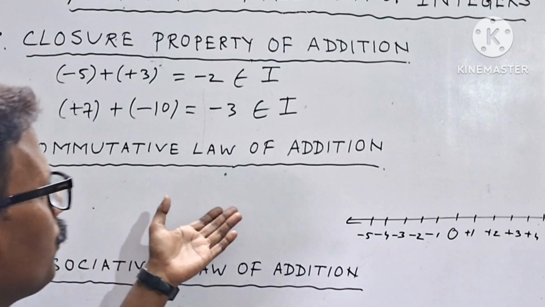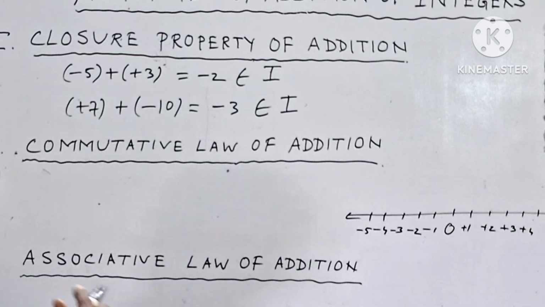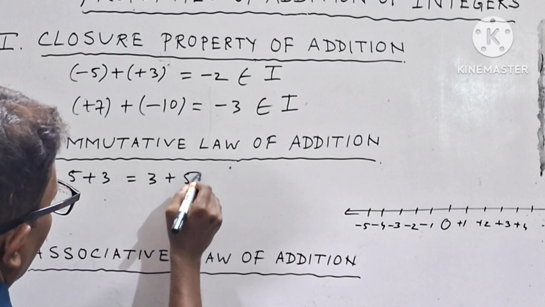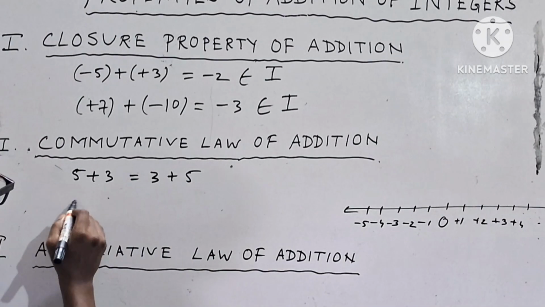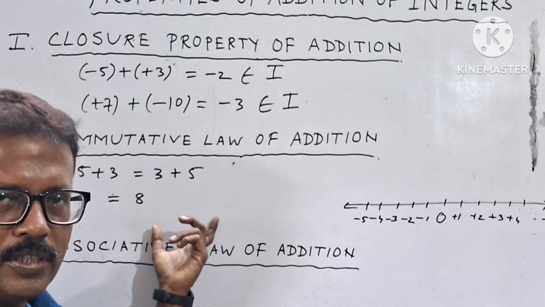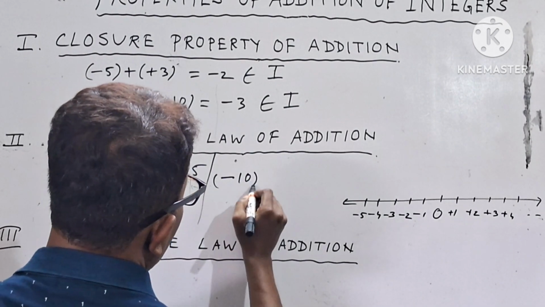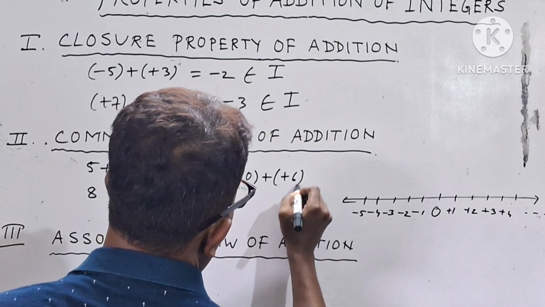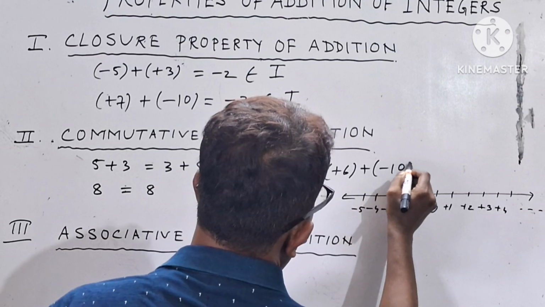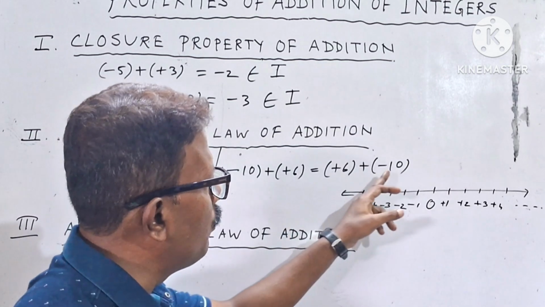Now come to the commutative law of addition, that is, 5 plus 3 must be equal to 3 plus 5. Okay, 5 plus 3 is equal to 8 and 3 plus 5 is also equal to 8, and this is called the commutative property. Another example, minus 10 plus 6, and plus 6 plus minus 10. The sum of minus 10 and plus 6, and the sum of plus 6 and minus 10.